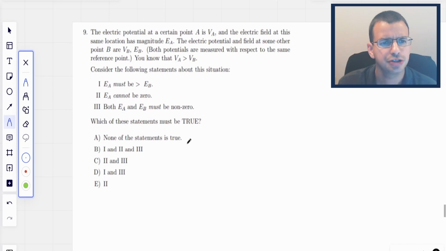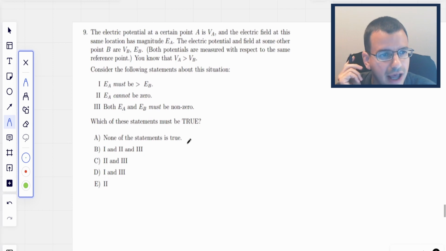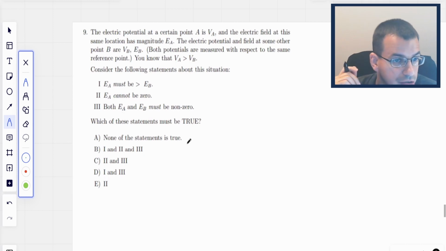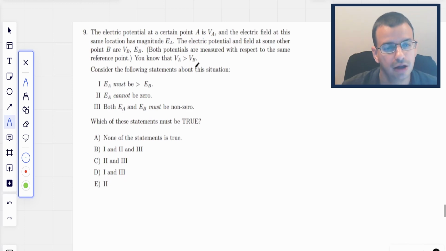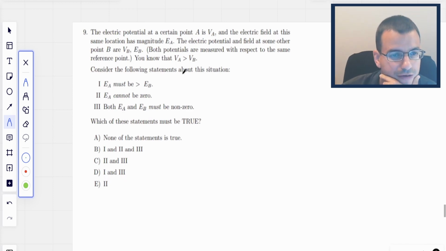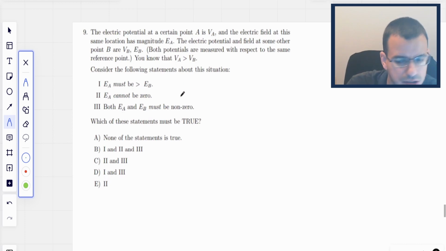The electric potential at a certain point A is V_A, and the electric field at this same location has a magnitude of E_A. The electric potential and field at some other point are V_B and E_B. Both potentials are measured with respect to the same reference point. Okay, so that's reasonable. And we know that the potential of A is greater than the potential of B. Consider the following statements about the situation, and they give us some statements.